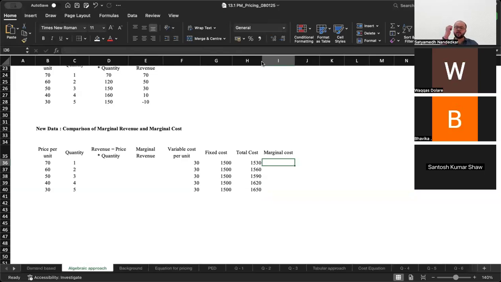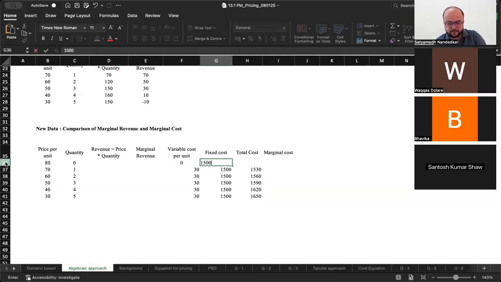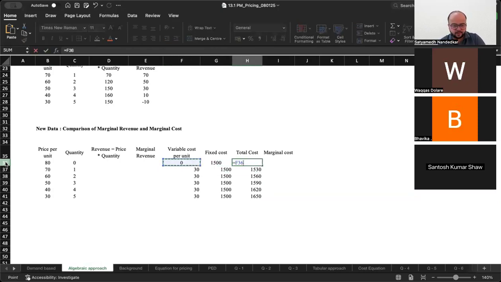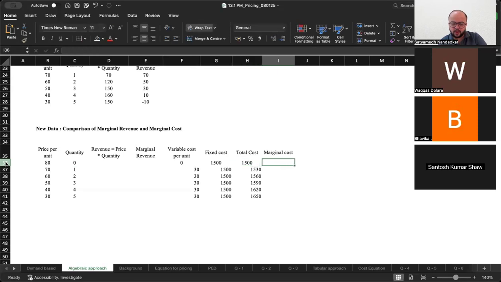Even when the production was zero, fixed cost was there, I can write that down also. Say selling price was 80, quantity was 0. Variable cost per unit was not incurred, but fixed cost was incurred. Fixed cost was still incurred. What is the total cost? No production means no variable cost. What is the marginal cost? Marginal cost is cost of producing one more unit. Basically, marginal cost is your variable cost.